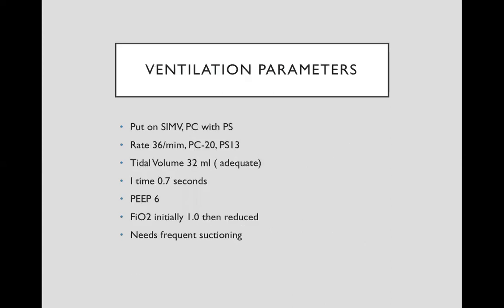So this child was put on pressure control, pressure support, rate 36. This may be one of the reasons why your PCO2 is so high, because this child was breathing at almost 90 and you have put him on a rate of 36, so your carbon dioxide has risen. I time of 0.7, peak of 6.